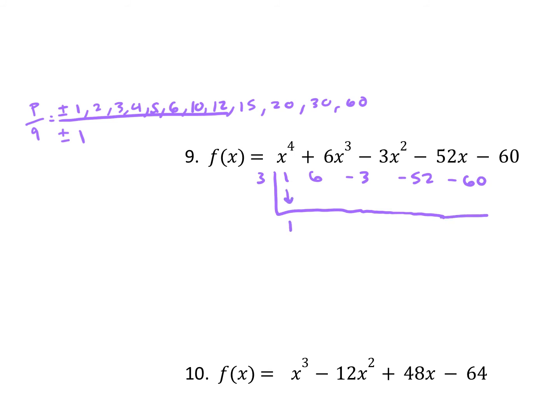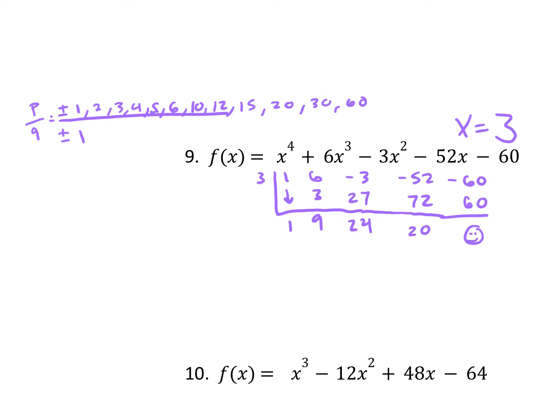Drop down the 1, multiply, we get 3. Add 9, multiply 18. We get 15, multiply. Yep, you are right. 27. And then this would be 24. Multiply, we get 72. Add 20. Multiply 60, add 0. Awesome. So 3 works. So one of our answers is x is equal to 3.